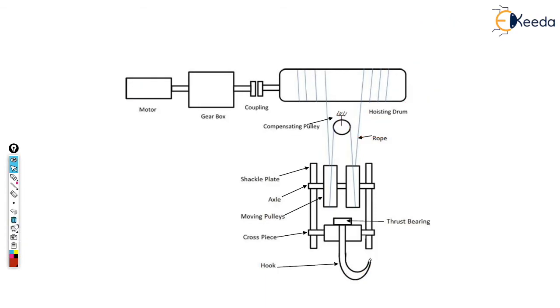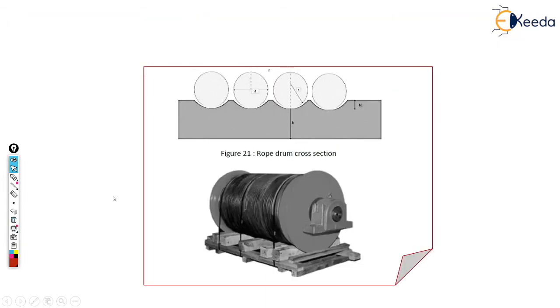Now how does it look? For the practical application, the actual application, the drum looks like this. And if you check for the circles, these circles show the cross section of a rope, and these things are the grooves for the particular rope.